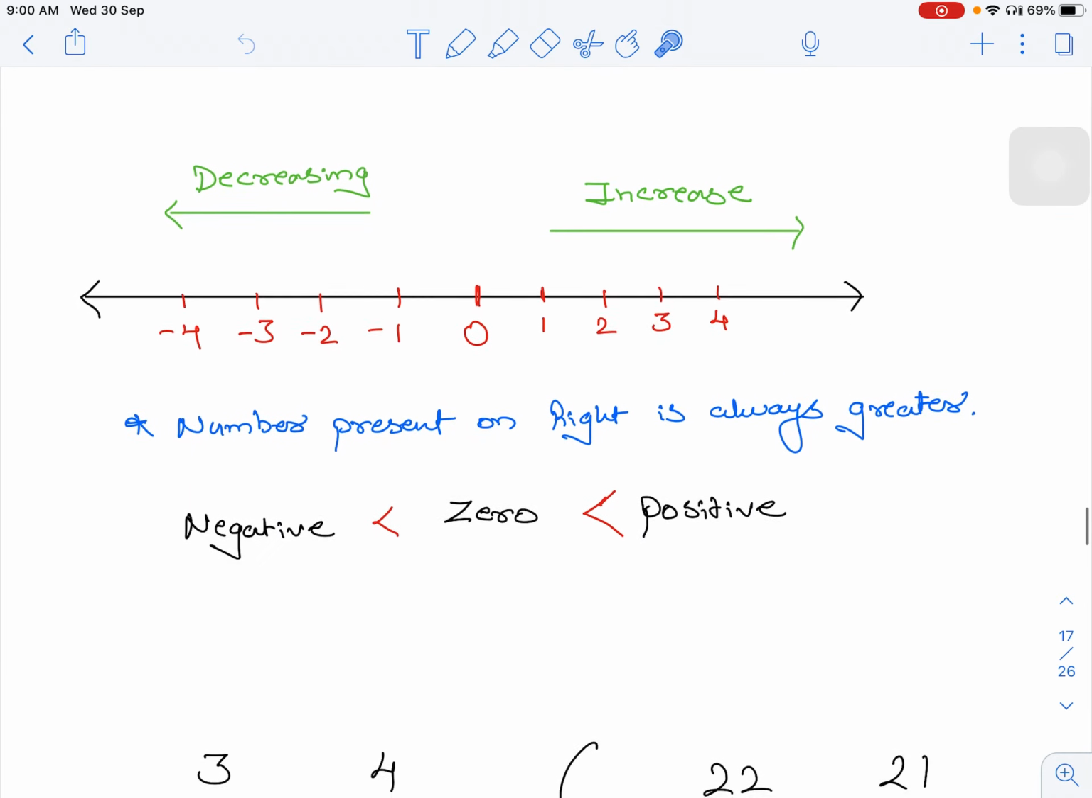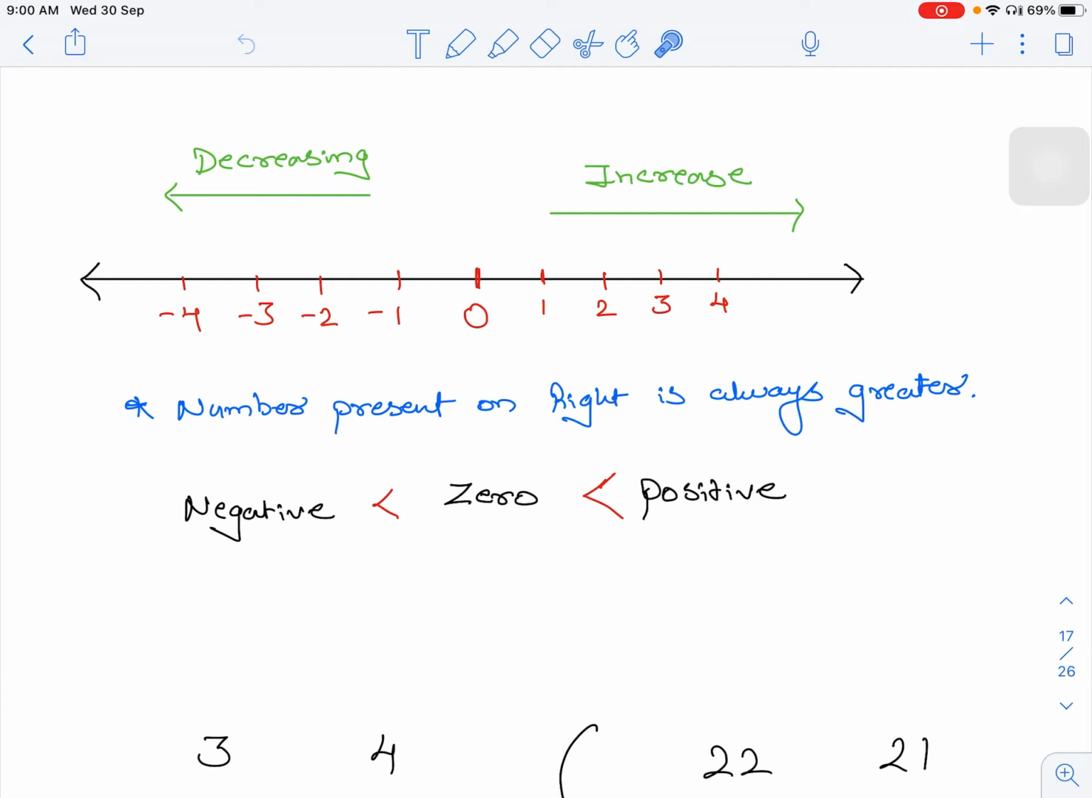Now, here we have a number line with us. In this number line, we know that to the right of 0 all the positive numbers are present, and to the left of 0 all the negative numbers are present. Now how to compare numbers between this one? We consider that between any two numbers, the one which is present to the right is always greater. For example, between 2 and 3, 3 is present to the right, so 3 will be greater.